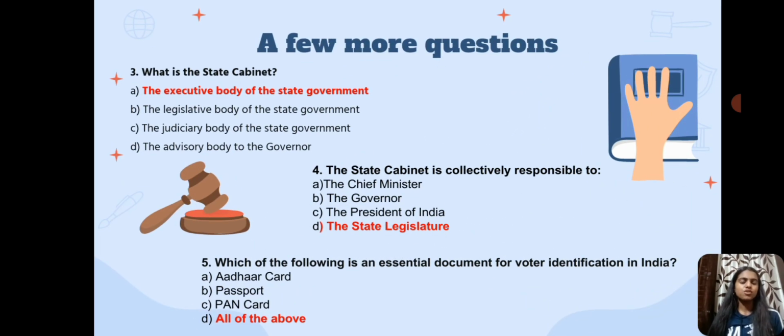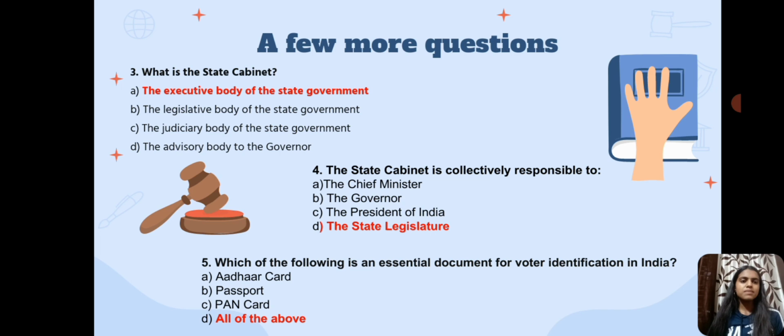Here are a few more questions. What is a state cabinet? A. The executive body of the state government, B. the legislative body of the state government, C. the judiciary body of the state government, D. the advisory body to the governor. The right answer is the executive body of the state government.